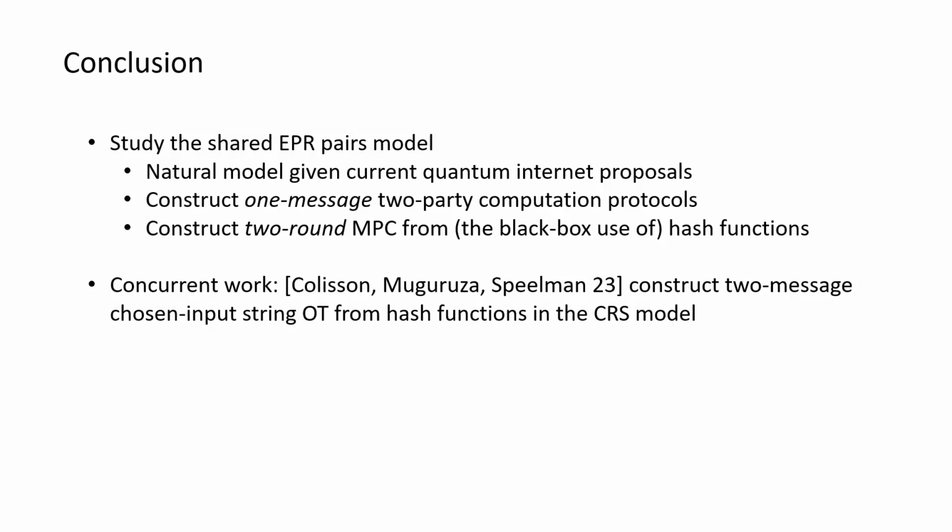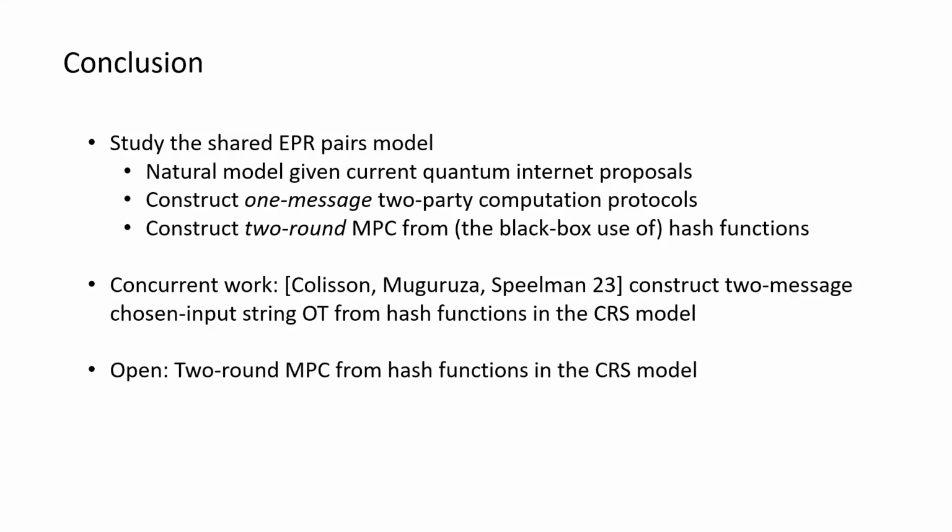What both their work and our work leaves open is, can we take either their protocol or our protocol or a different protocol, improve it in some way, and obtain a 2-round MPC in the CRS model? So we need to use shared EPR pairs, but there's no reason to think that we can't get away with just using a CRS model and try to get 2-round MPC from hash functions. So I'll just leave that as an example of a potentially interesting open question to think about. So yeah, thanks for listening again.